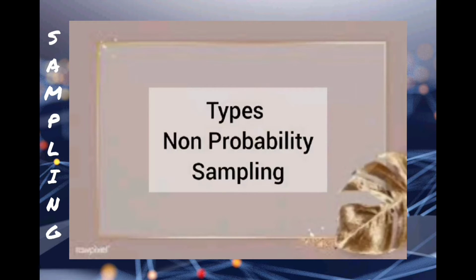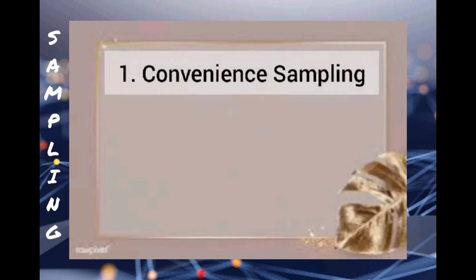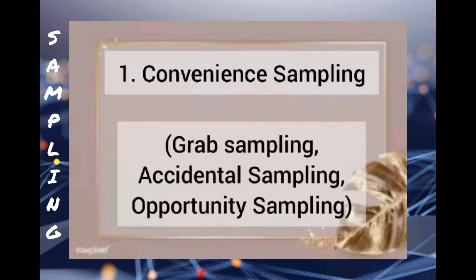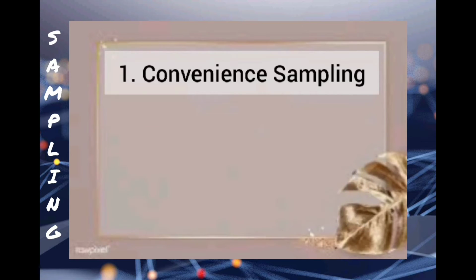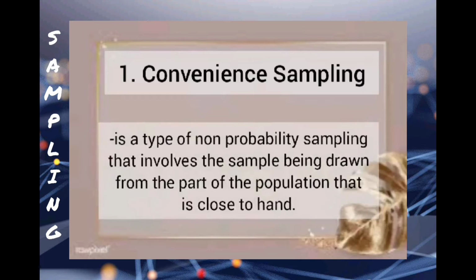Let's proceed to the types of non-probability sampling. The first type is what we call convenience sampling, also known as grab sampling, accidental sampling, and opportunity sampling. Convenience sampling is a type of non-probability sampling that involves the sample being drawn from the part of the population that is close at hand.